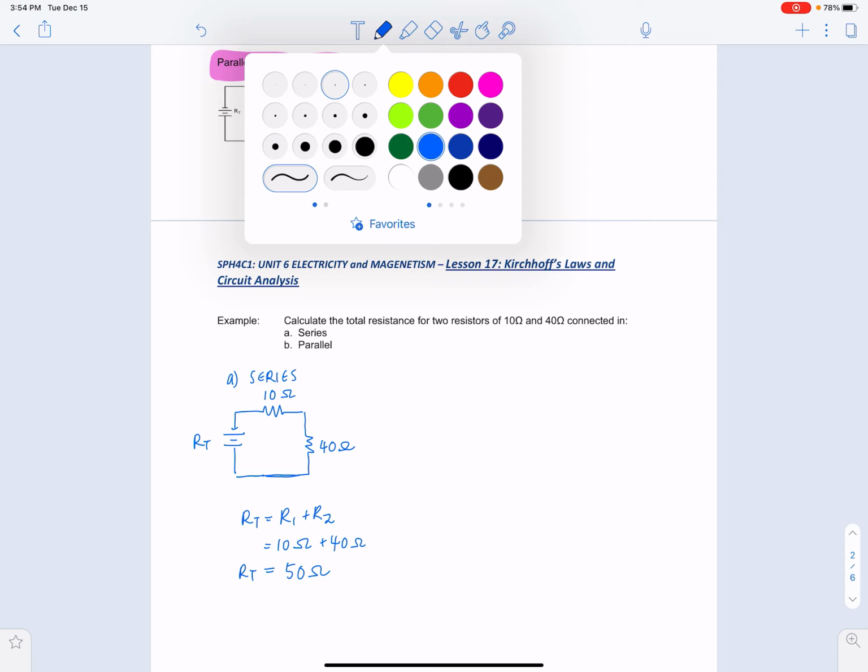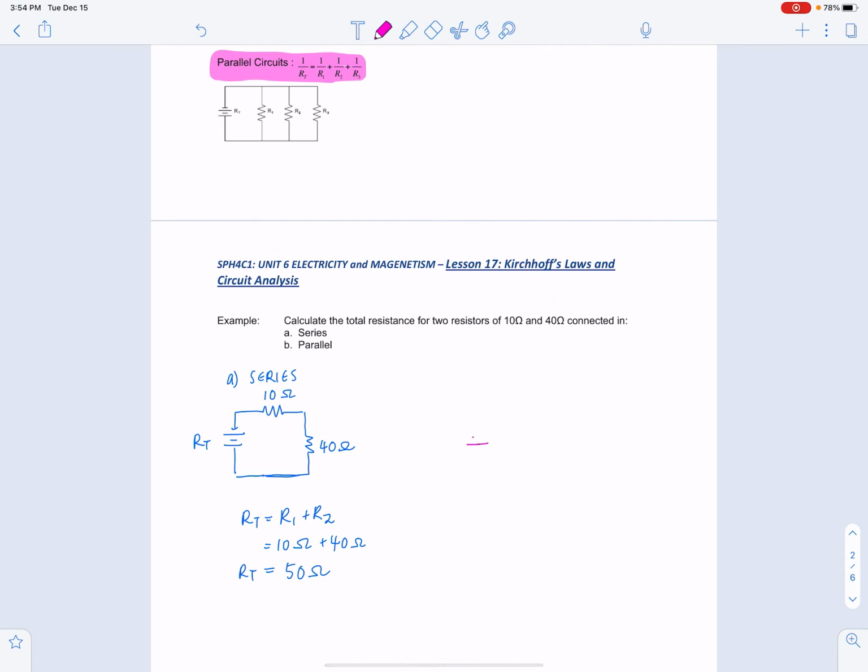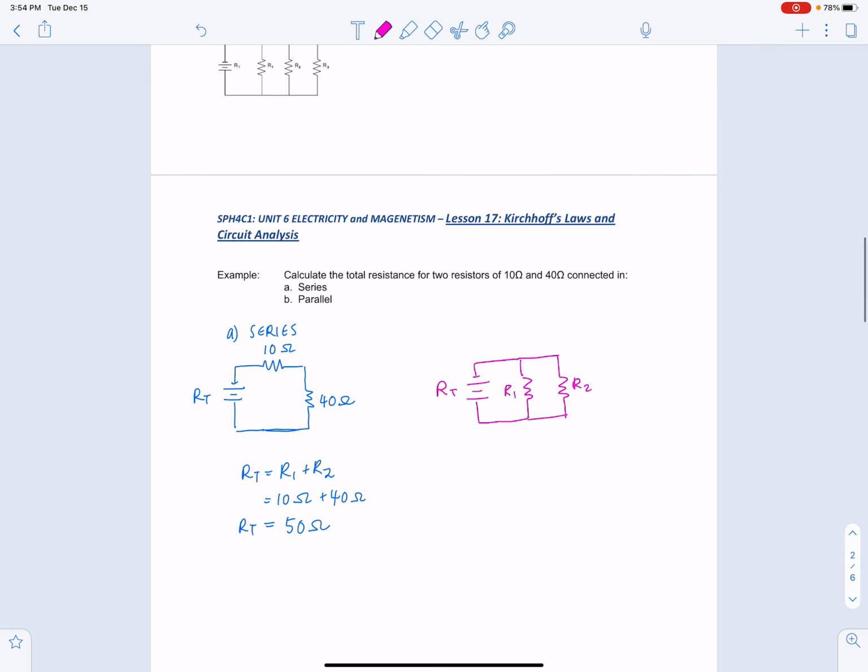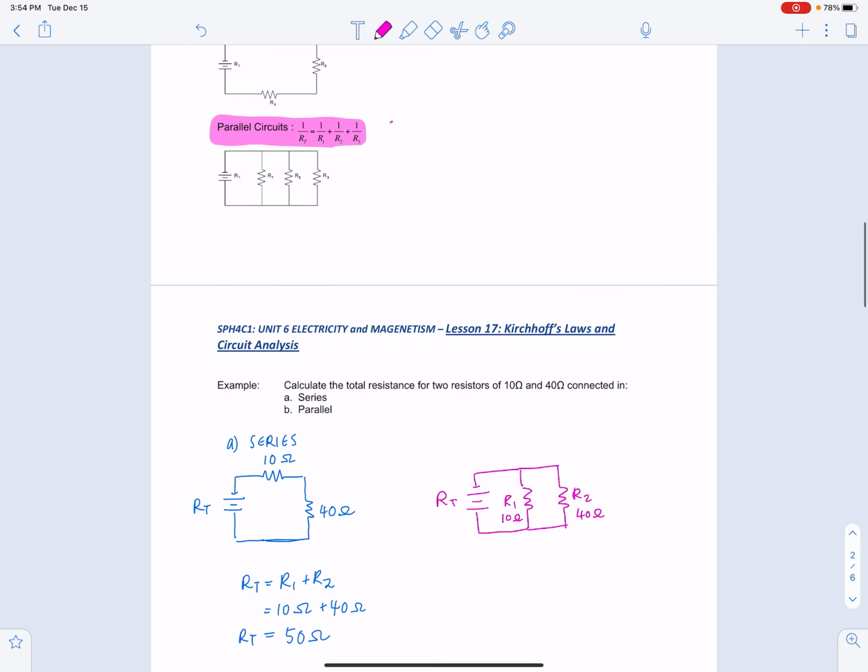This time we're going to connect these two resistors in parallel. So I'm going to redraw this. And instead of drawing these in series, I'm going to draw them in parallel. This is R1 and this is R2, and we want to find the total resistance. We know that R1 is 10 ohms and R2 is 40 ohms. So we have to use this equation here, which states that 1 over RT is equal to 1 over R1 plus 1 over R2.